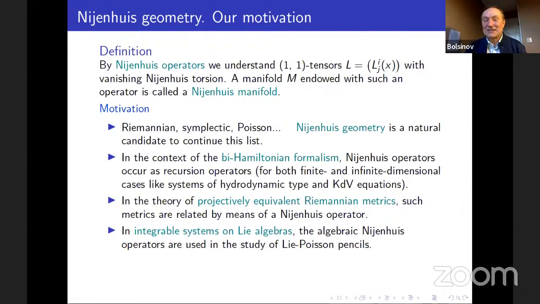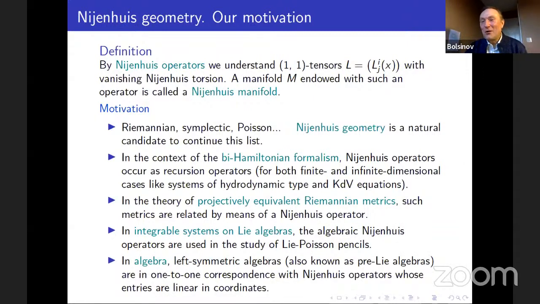In integrable systems, algebraic Nijenhuis operators appear in the study of so-called Lie-Poisson pencils. And even in algebra, just algebra, nothing to do with geometry, they also appear. They are known as left-symmetric algebras, also known as pre-Lie algebras. I will explain what it is about a little bit later. And the relation here is exactly the same as the relation between Poisson structures and Lie algebras. Nijenhuis operators are related to left-symmetric algebras exactly in the same way.